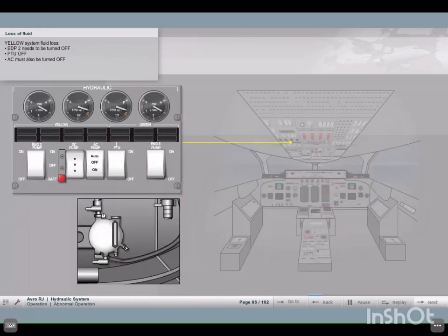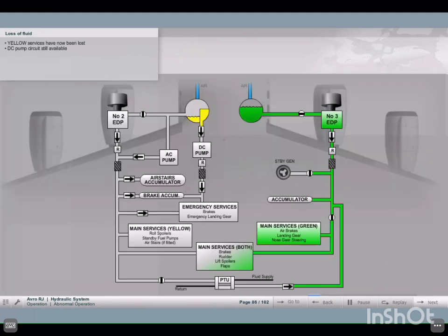Loss of fluid in the yellow system. If you are losing fluid from the yellow system, again, the EDP and PTU need to be turned off, but this time the AC pump must be turned off as well. Services which use only the yellow system have now been lost. Note that the DC pump circuit is still available.